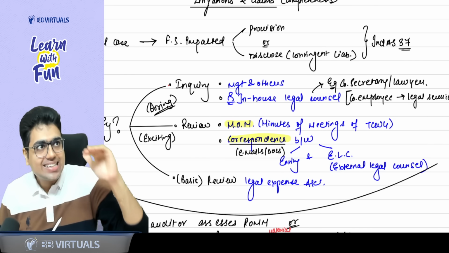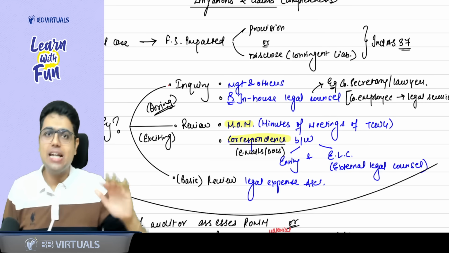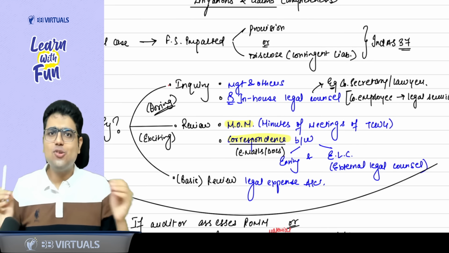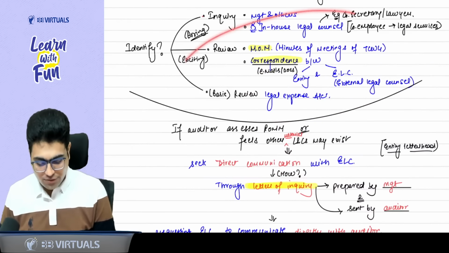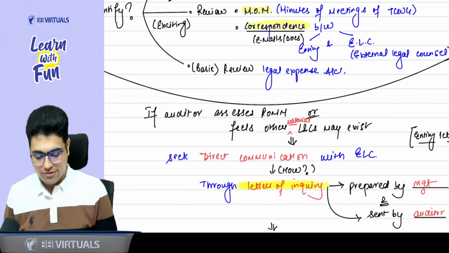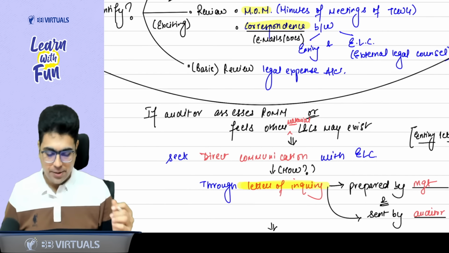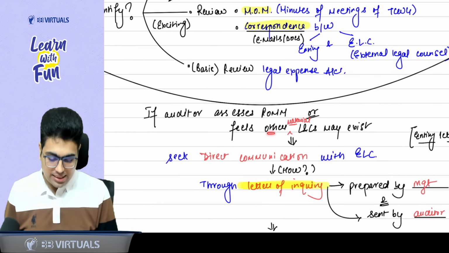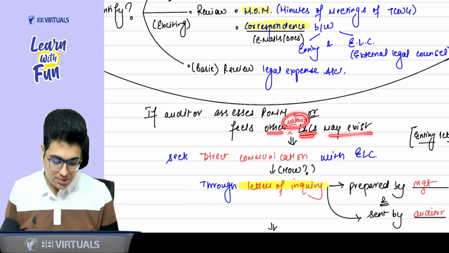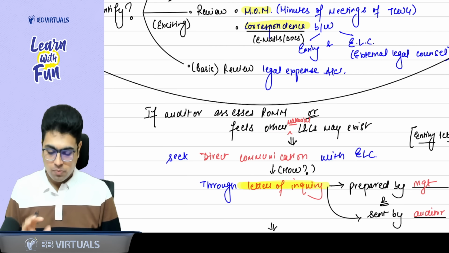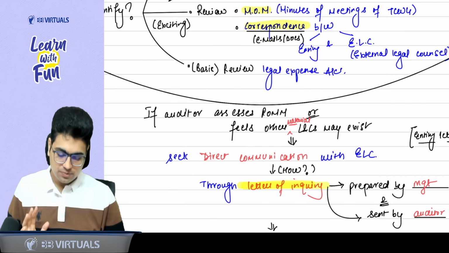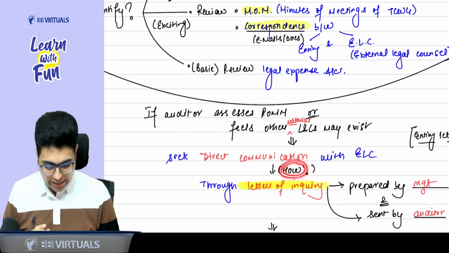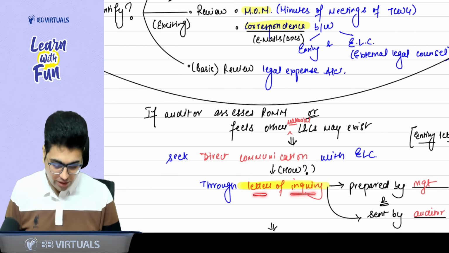Boring thing done, exciting thing done. And lastly, the basic thing, review the legal expense account. Now, after reviewing all this, if the auditor feels the risk of material misstatement is high, or he feels other material litigations and claims can exist, then sir, he will want direct communication with the external legal counsel. Okay, sir. How can he directly communicate? Through a letter of inquiry.